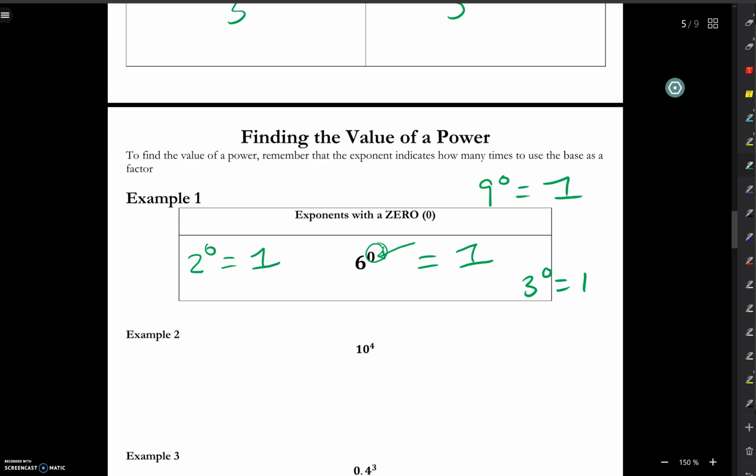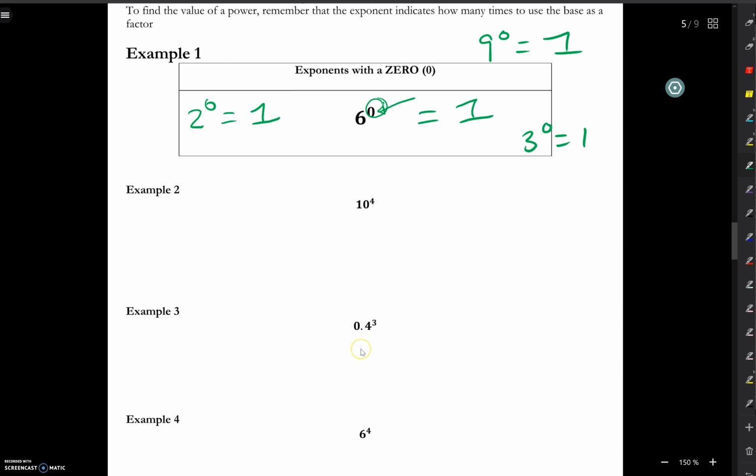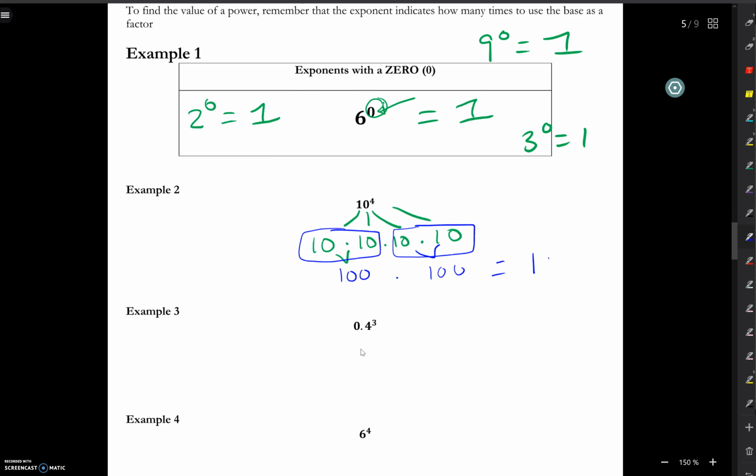So now this problem here, 10 to the power of 4. Here's how I solve them. I always just break up the 4. I put 10 times 10 times 10 times 10, 4 times. 10 times 10 is 100. And 10 times 10 here would be another 100. So it would be 100 times 100, which would equal 1 and 4 zeros. So 10,000.